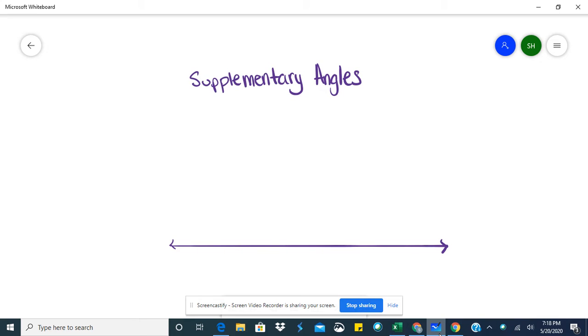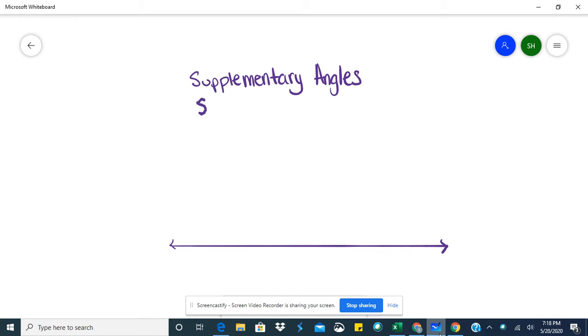Hey guys, so we are going to go over some vocabulary words for the different kinds of angles. I think this may help you. So first is supplementary angles. The way I remember this is when you have two angles added together that equal 180 degrees total, they are supplementary. So easy way to remember.